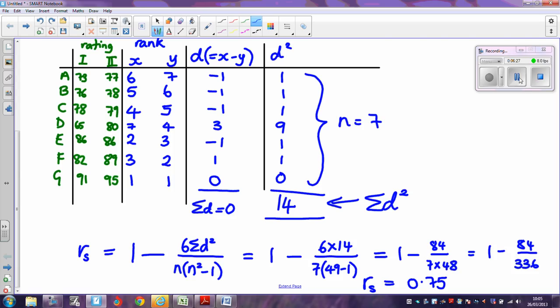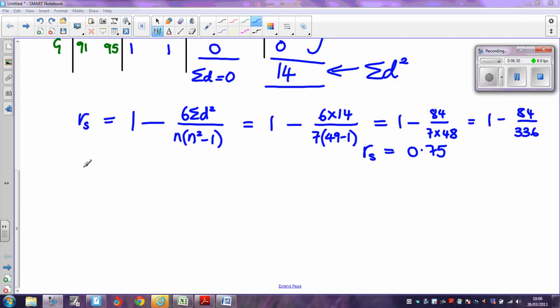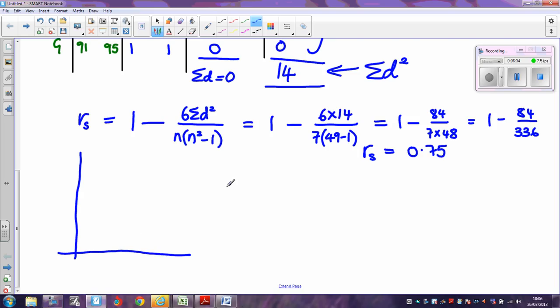Okay, and let's think about now what that actually means. Basically, if Spearman's rank correlation coefficient is a value close to 1, then what that actually means is you would have a scatter graph where for every increase in x, you've got an increase in y. In other words, you might have points that look something like this. And you can see that for every increase in x, you've got an increase in y. So increase, increase, to the right, right, right, right, right, right.